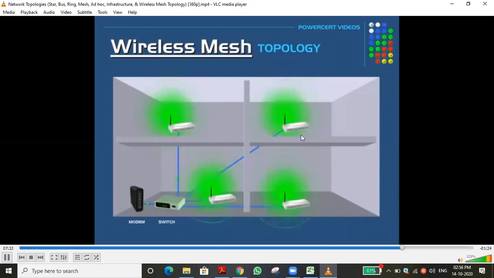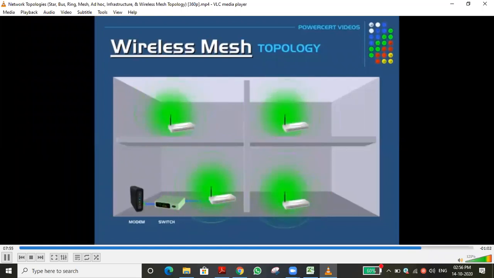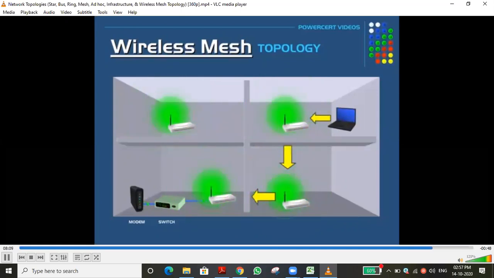So this is more expensive and more time consuming. Now, a wireless mesh topology would be similar to this setup, but without the need of these extra cables. In a wireless mesh, each wireless access point will talk to other wireless access points to create a seamless internet connection for wireless devices to connect to. So if this laptop over here wanted to access the internet, it would connect to the nearest wireless access point, and then this access point would relay the connection to the next access point, and then to the next one, and then eventually find its way back to the modem.